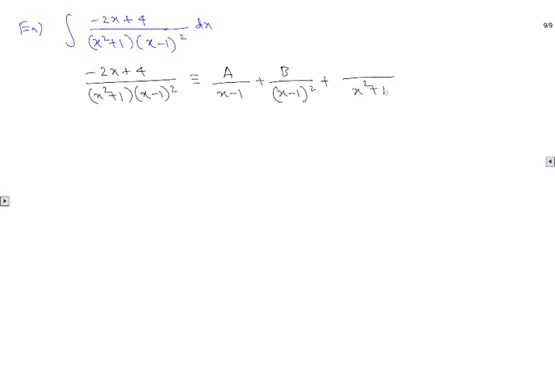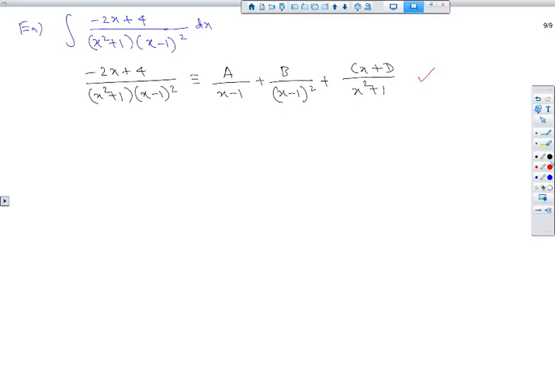But this is a special term, not a repeated term, so we have to follow the regular technique. That means the degree of the numerator has to be 1 less than the denominator. That means you can write this one as cx plus d. So that means 4 unknowns. There are 4 unknowns, but that's the correct form. Okay, so let's try to find the 4 unknowns.